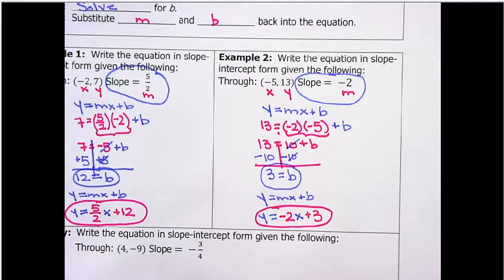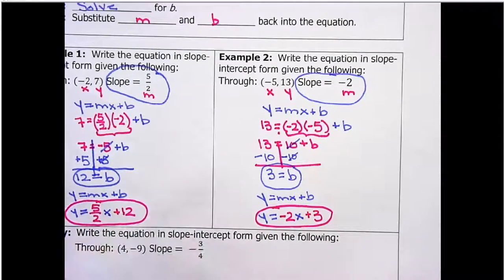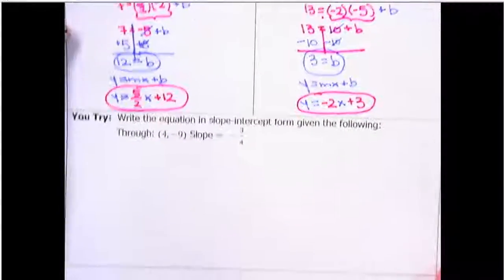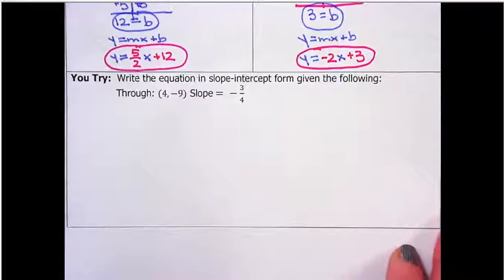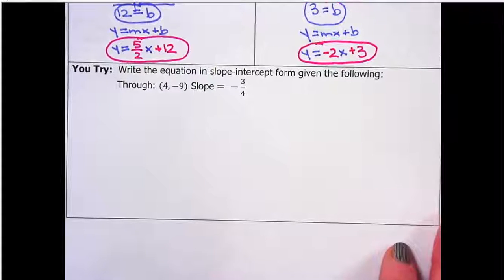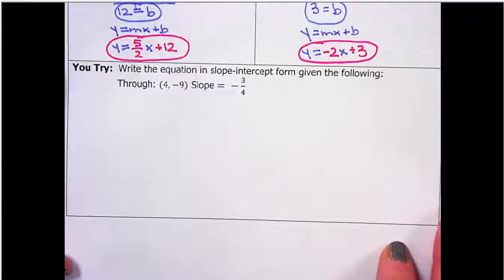At this time, I need you to press pause. You are going to try the U-try on your own. When you're done with the U-try, press play again, and you'll see if you were able to get it done correctly.